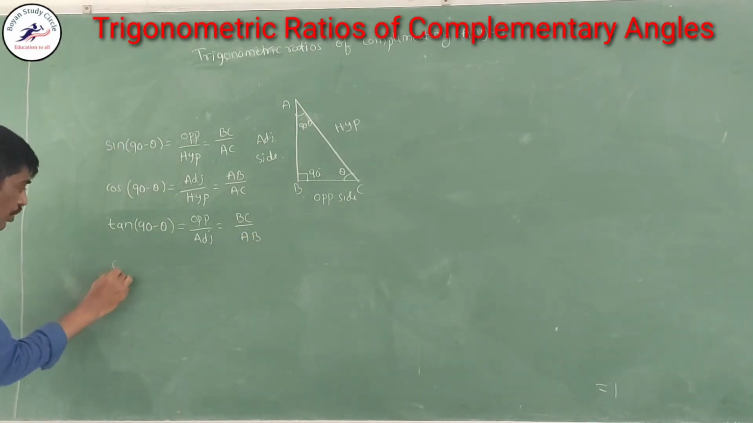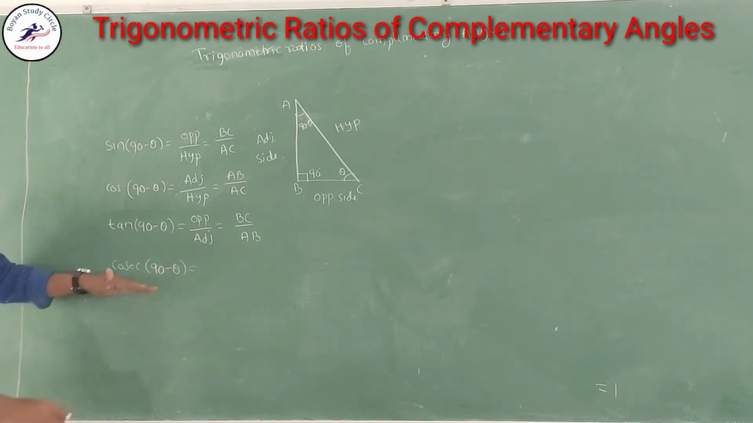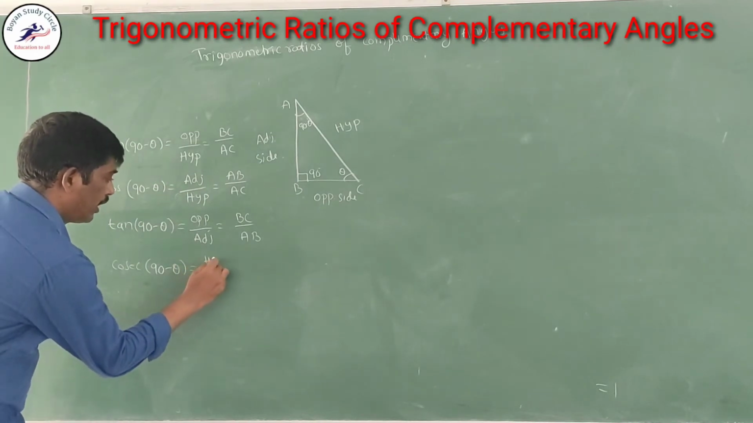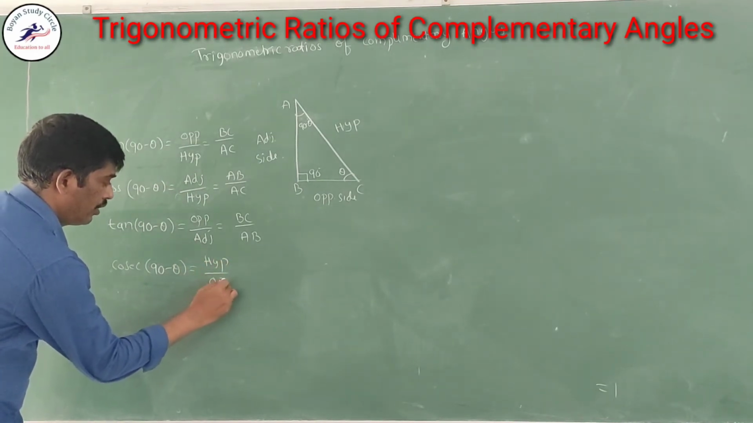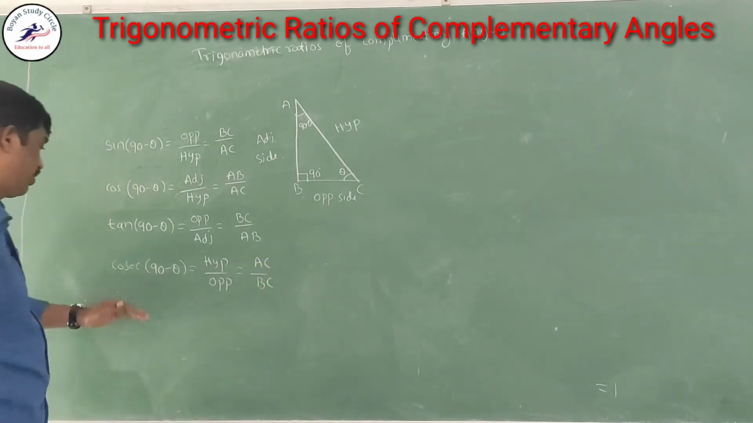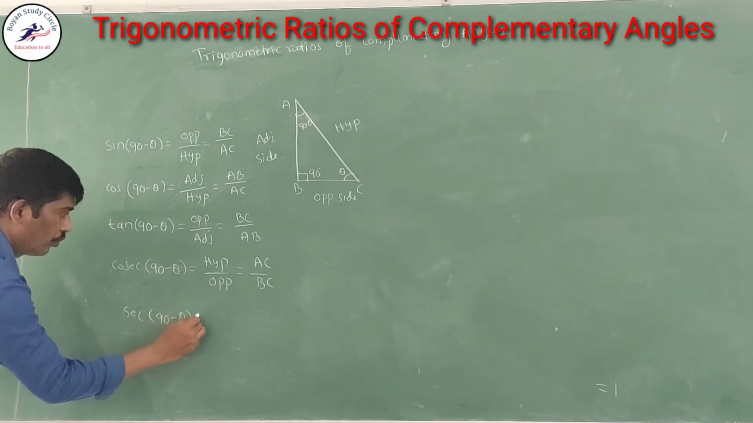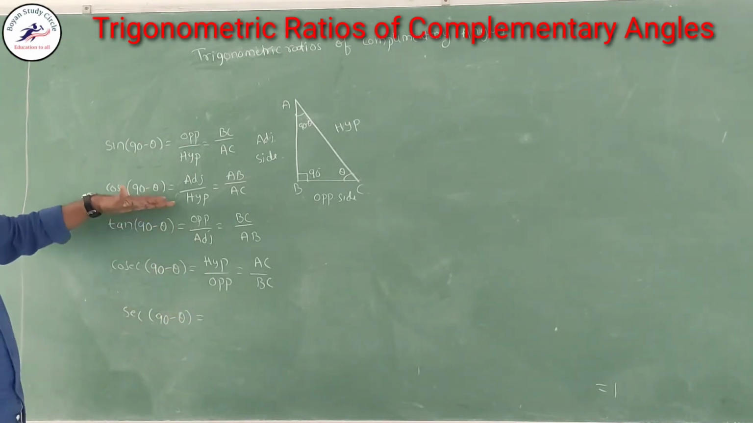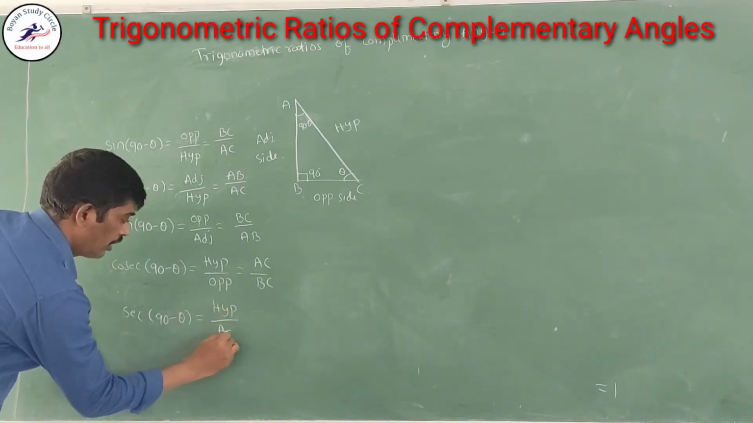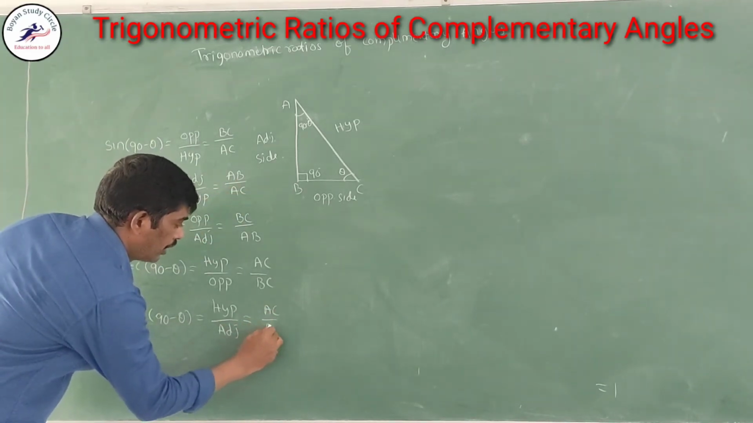So now cosecant of 90 minus theta. Cosecant is reciprocal to sine. So that is hypotenuse by opposite side, which is equal to AC by BC. Okay, next one, secant of 90 minus theta. Secant is reciprocal to cos. So that is hypotenuse by adjacent side, which is equal to AC by AB.